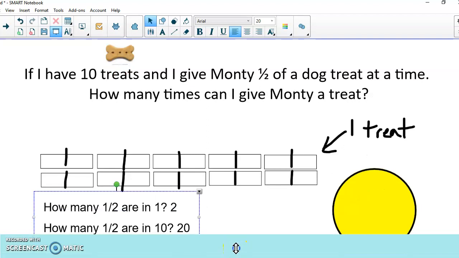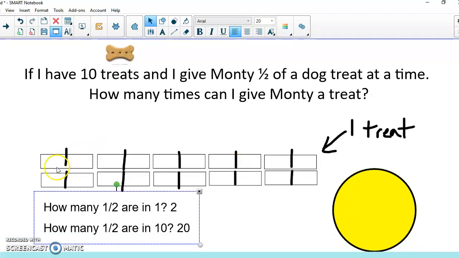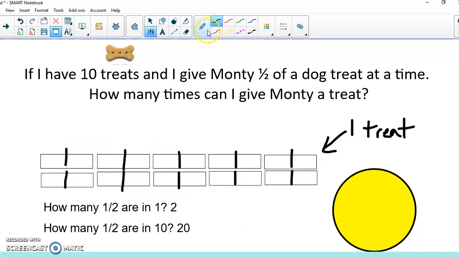And we can look at our picture and see that I see 20 1/2s, and you should have these labels in your boxes, just like I do, but filling in all of them. Our labels are important. So we can see here that Monty would get 1 treat here, and then another 1/2 of a treat here. So how many times does he get a treat?